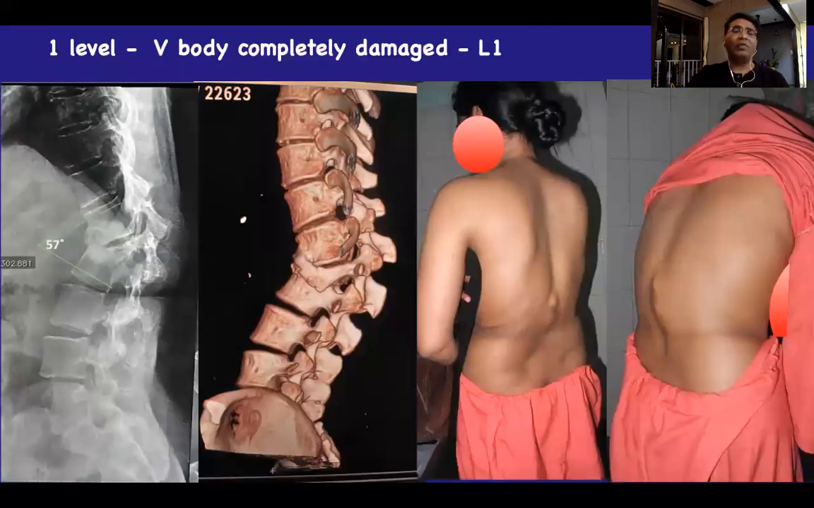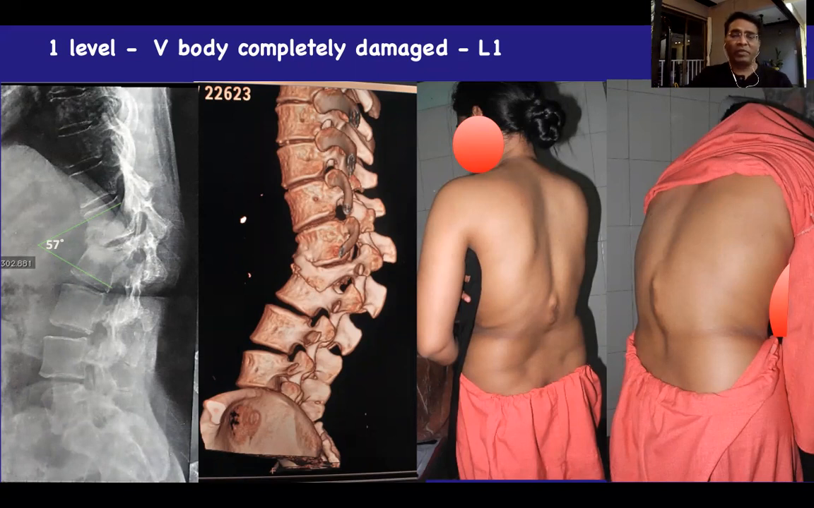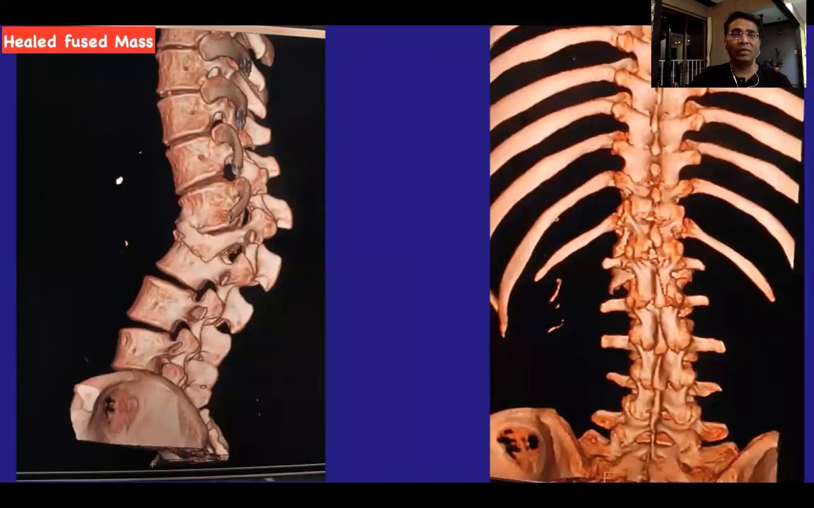So say, for example, we'll take one example at a time. In this particular case, a young lady with one body completely destroyed and fused with about 57 degrees of kyphosis at L1 level. Now, how do we proceed?